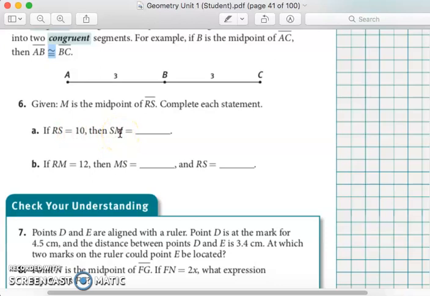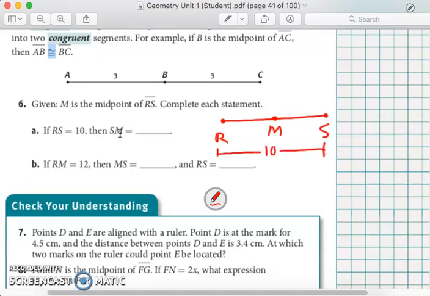So let's draw a picture of that and see if that can help us. M is the midpoint of RS, so let's draw segment RS. And we know M is in the very middle. If RS is 10, what is SM, the distance from S to M? Well, if M is in the very middle, then the distance from S to M is half of 10. We know half of 10 is 5. Of course, the other side is 5 because M is in the middle, so those two distances have to be the same. 5 plus 5 is 10. All right, that's all you have to do on that one.